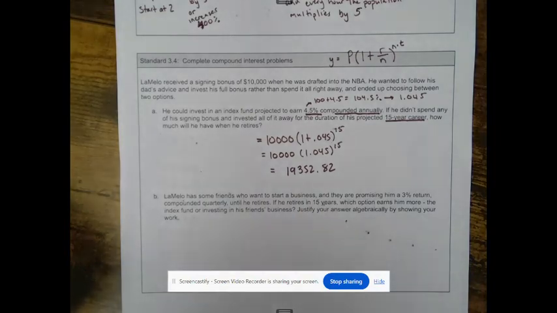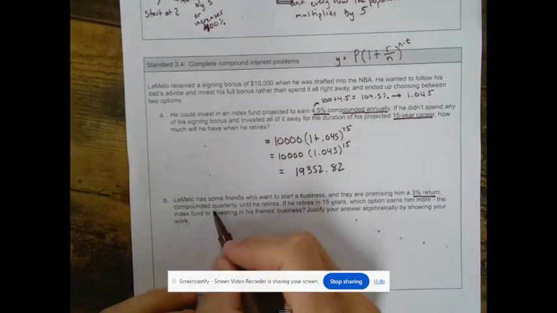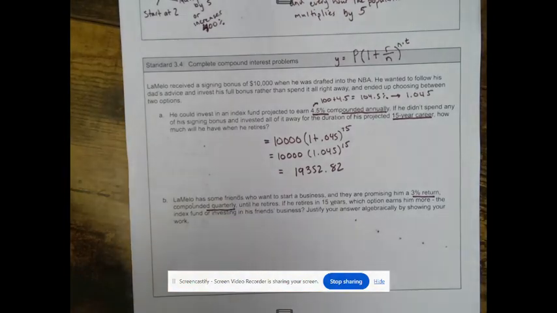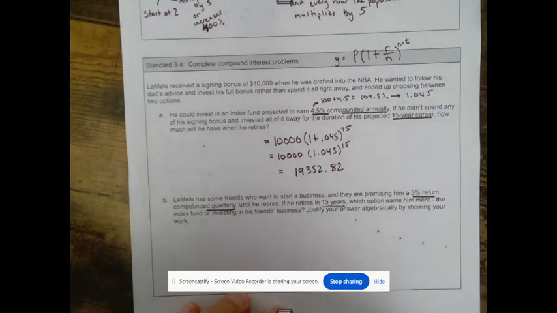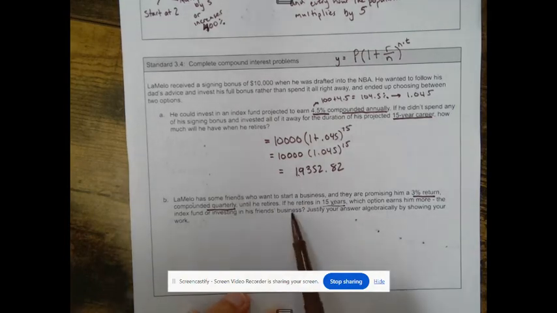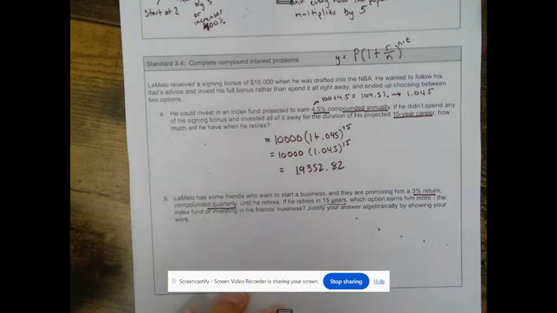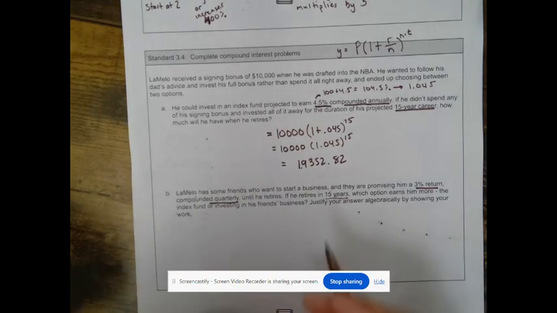Now, let's look at his other option. LaMelo has some friends who want to start a business, and they are promising him a 3% return compounded quarterly until he retires. So if he retires in 15 years, which option earns him more? The index fund, right up here, or investing in his friend's business? Justify your answer algebraically. So we already know how much the index fund will return. Let's find out about the investment in his friend's business.